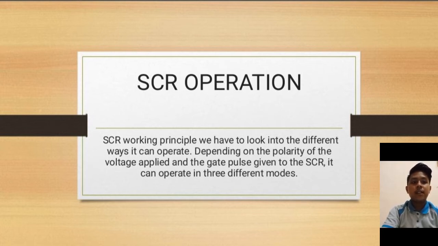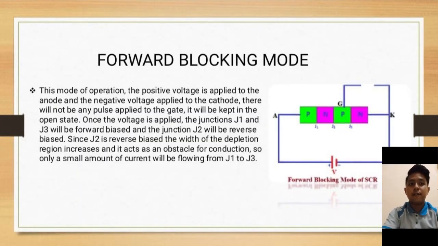I will present about the SCR operation. SCR works in different ways; it can operate depending on the polarity of the voltage applied. It can operate in 3 different modes. The first mode is the forward blocking mode. In this mode of operation, positive voltage is applied to the anode and negative voltage is applied to the cathode.